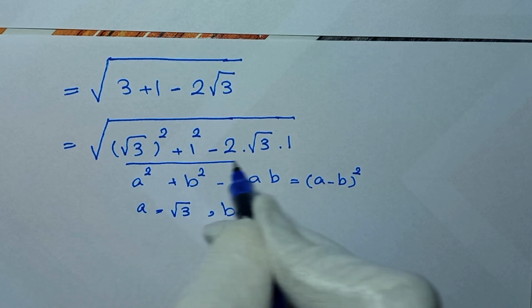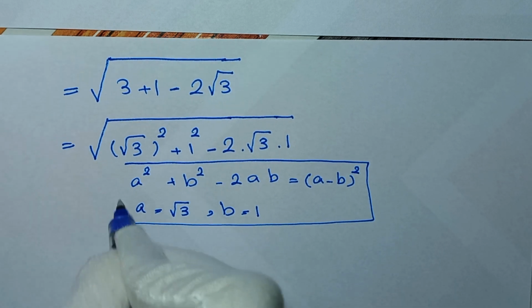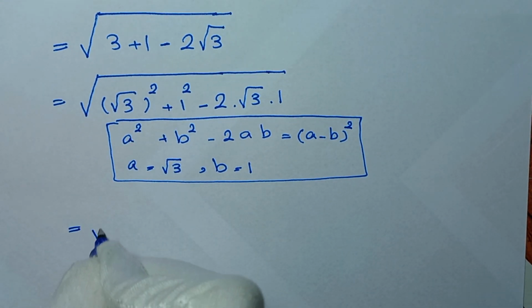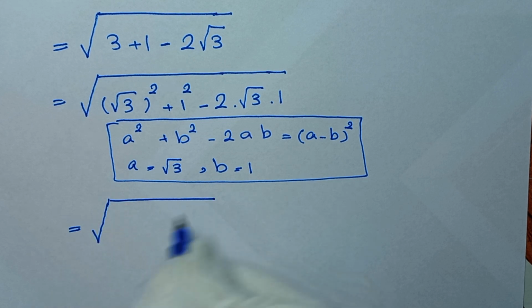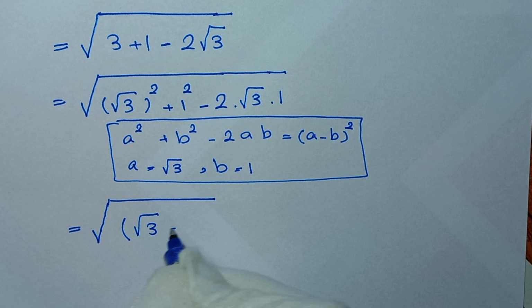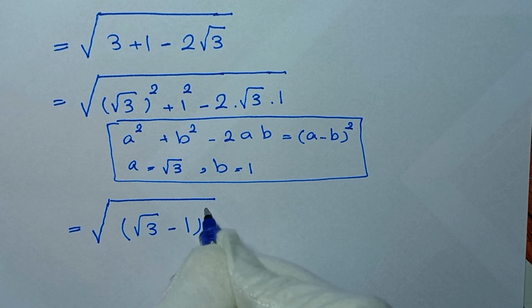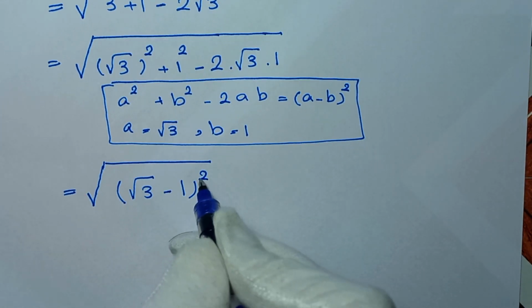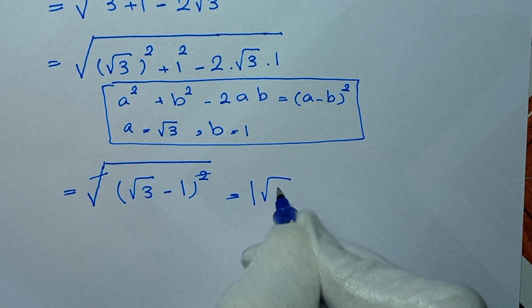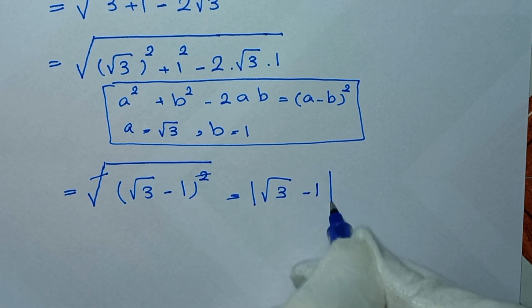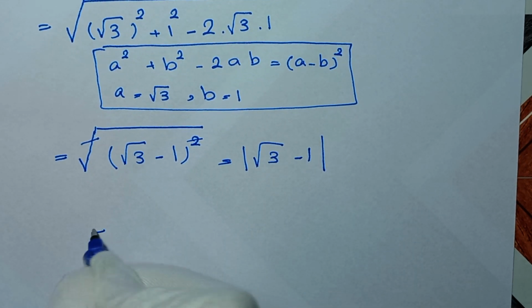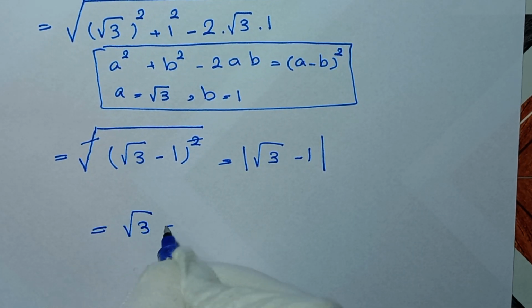So we write this in this form, and it will be square root of a minus b, a is square root of 3 minus b. B is 1 to the power of 2. And here, this power will cancel this square root, and it will be absolute value of square root of 3 minus 1. And this is positive, right? Square root of 3 minus 1 is positive, so this is equal to square root of 3 minus 1.